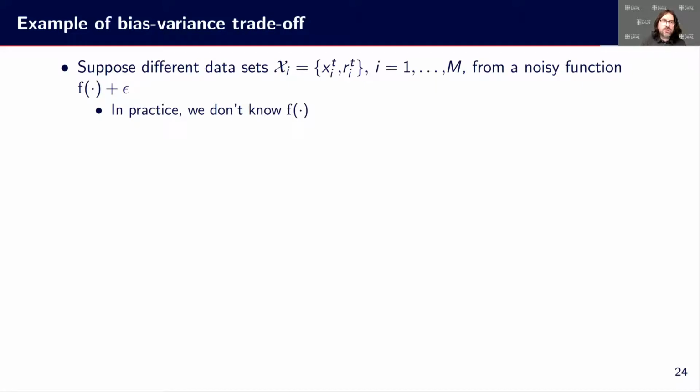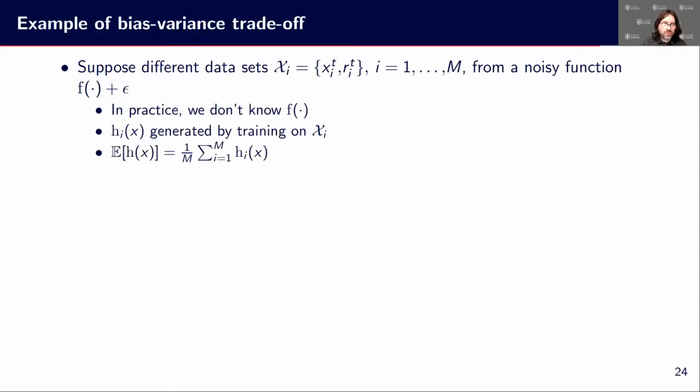In practice, we don't know the function f, so this is not possible. But here, it's a good way to illustrate what's going on with a function that we completely control. So we will make a controlled experiment to illustrate this point. And we see that we obtain the hi from the training data set. So we are training hi on xi. So we are able to train different models on the different data sets.